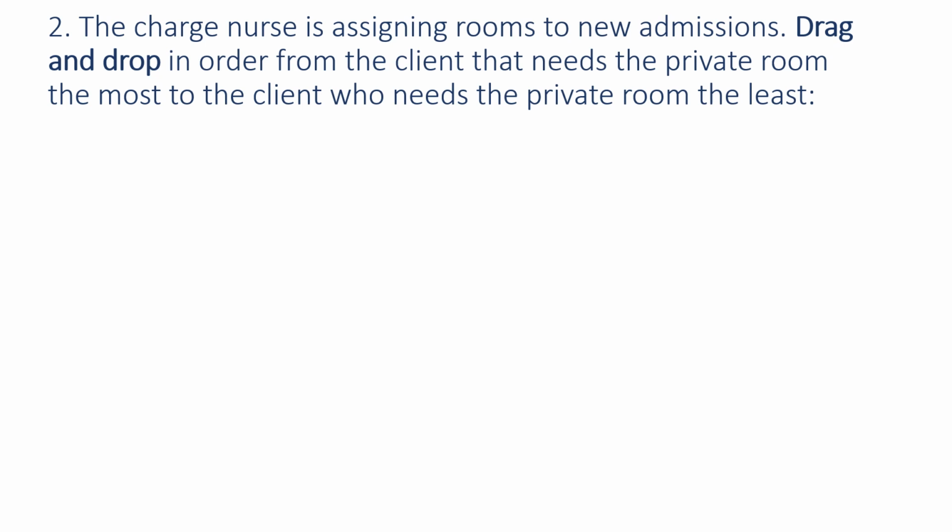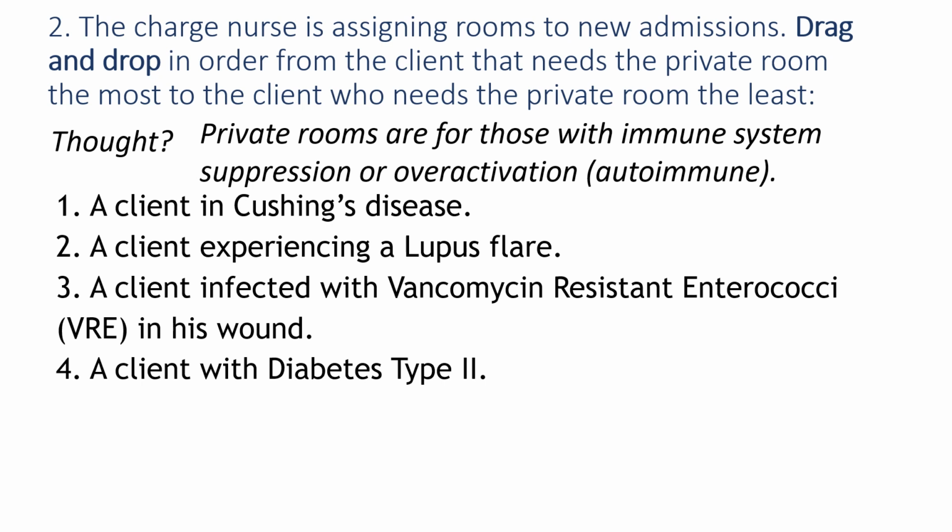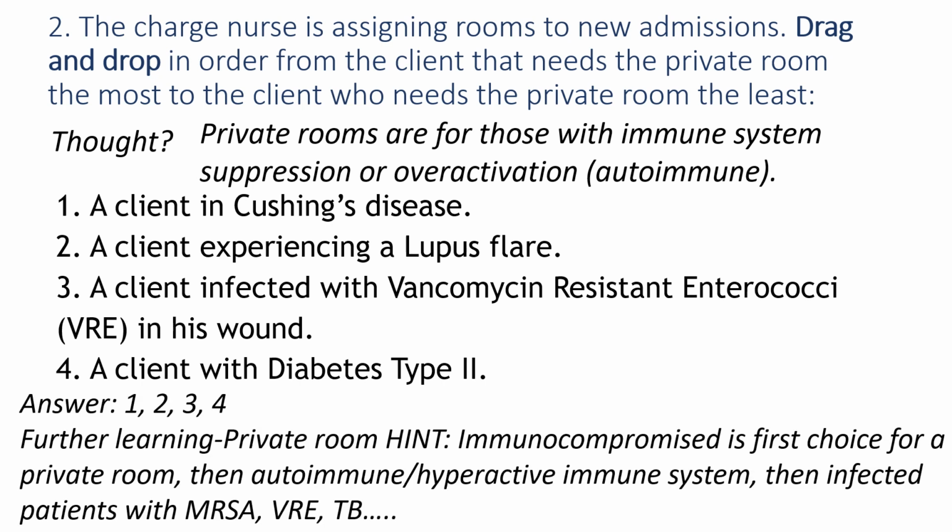Number 2, the charge nurse is assigning rooms to new admissions. Drag and drop in order from the client that needs the private room the most to the client who needs the private room the least. Number 1, a client in Cushing's disease. Number 2, a client experiencing a lupus flare. Number 3, a client infected with VRE in his wound. Number 4, a client with diabetes type 2. The thought here is that, again, the private rooms are reserved for those with immune system suppression, then overactivation or autoimmune issues. So in order, it is 1, 2, 3, 4.